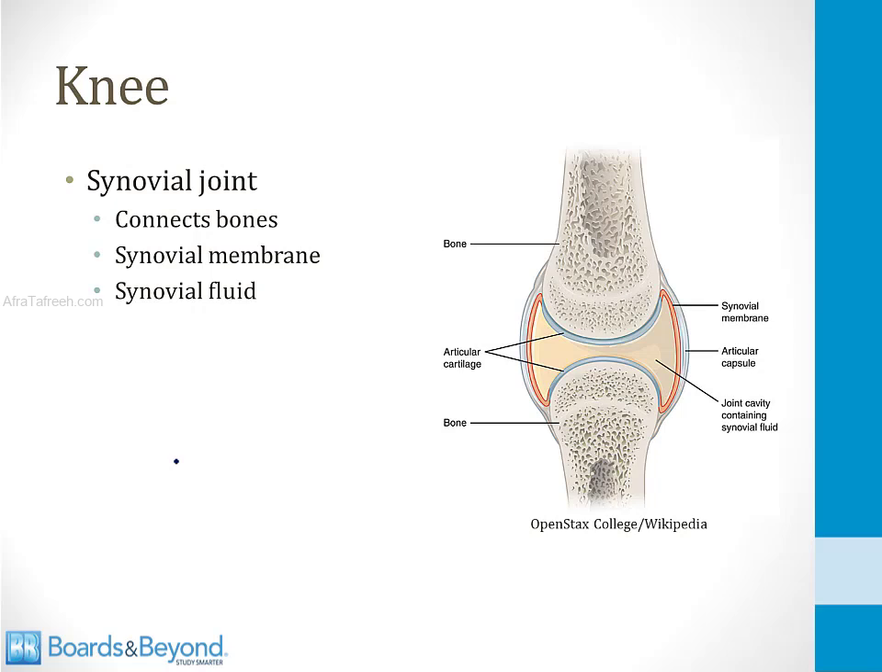So first, let me make a general point here. The knee is an example of a synovial joint. There are many synovial joints in the body. These joints connect bones and have a synovial membrane, and they're filled with synovial fluid. This is a drawing of what one would look like on the screen here. This is the synovial membrane, and there is fluid in the joint space.